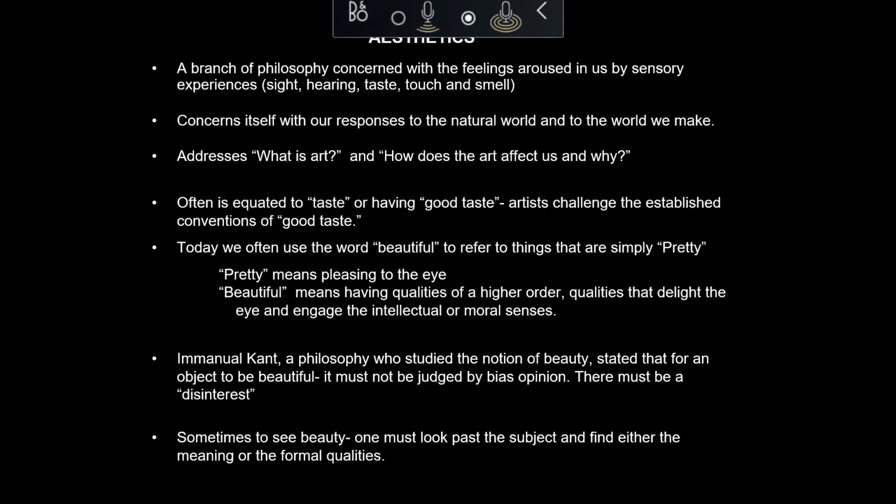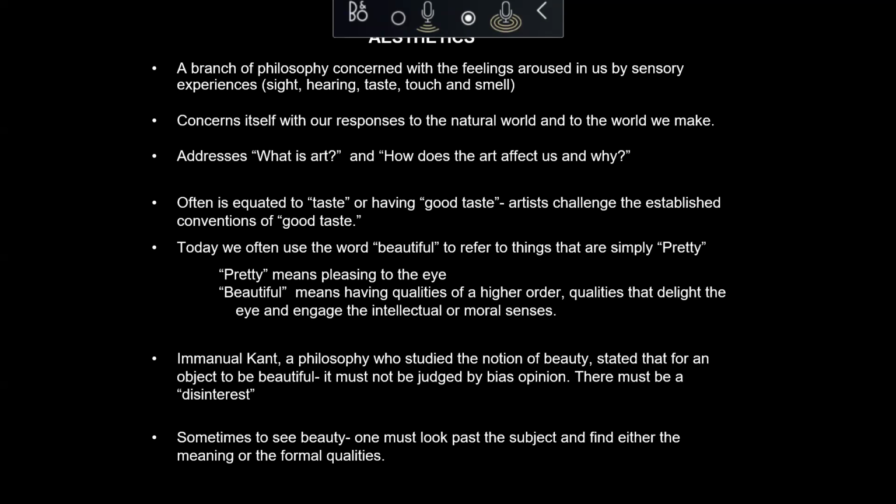So really what it addresses is not just the question of what is art, but how does the art affect us and why? It's an intellectual stimulation that you have, touching it, smelling it, experiencing it, right? We've done this since we were babies, you know, you pick up things, you put them in your mouth or you smell it, you taste it, those things, right?